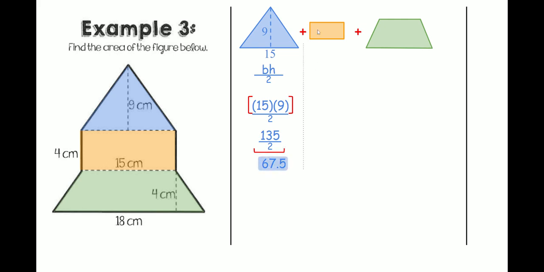Next is going to be my rectangle. The formula is base times height. My base is 15. My height is 4. So base times height is going to be 15 times 4, and that equals 60.